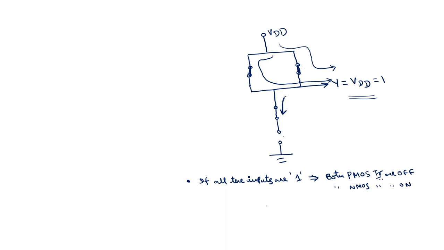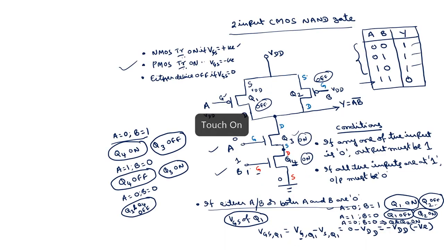So it will be equivalent circuit. Here the upper part is open circuited. This is open circuit. This is open circuit. Here we are taking the output Y. As here, both are short circuited, this is grounded. So what happens to output? This short circuited output becomes ground, which is logic 0. This is logic 0. So this is the operation of a 2 input CMOS NAND gate.